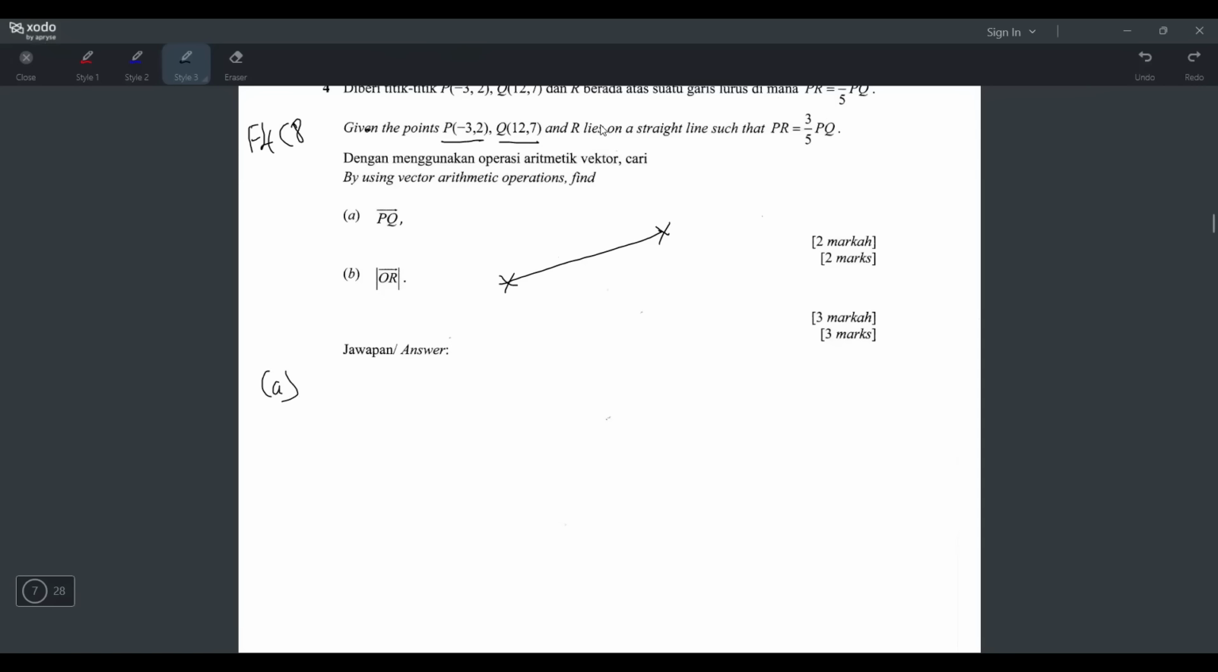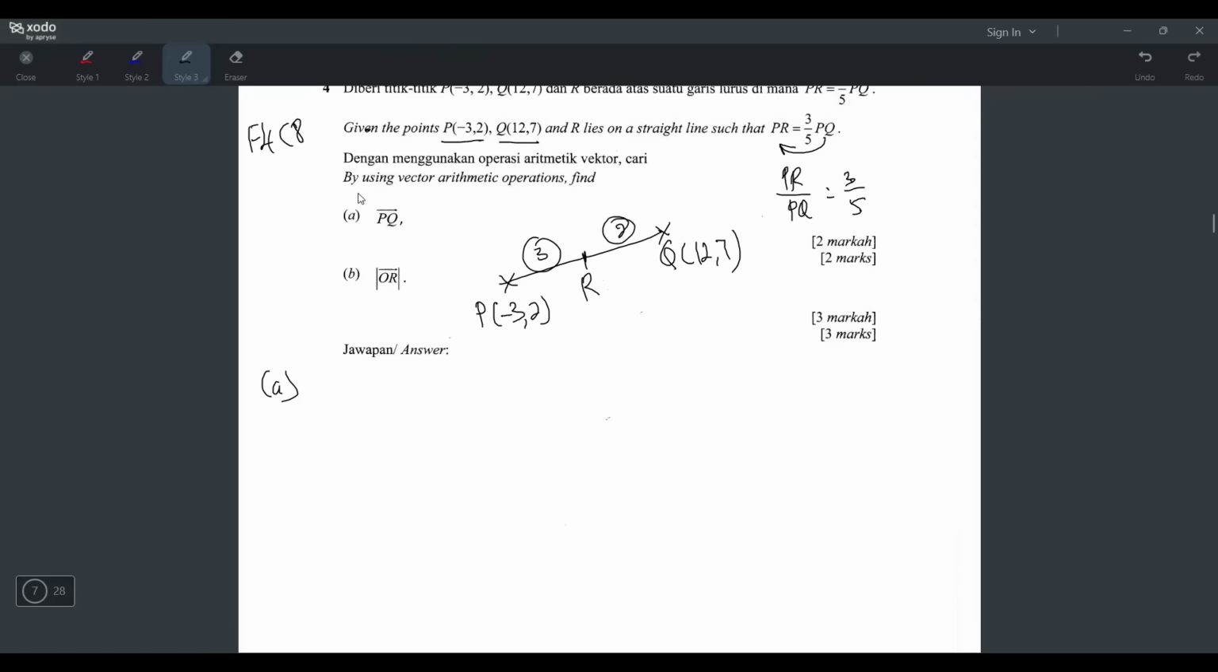Alright, so we have P, Q, R, but we know that R is in between, right? P and Q must be at the ends. So P is (negative 3, 2) and Q is (12, 7). And then R lies on the straight line, so just put it somewhere in between like that. Now we can write the ratio. What's the meaning? PR over PQ equals 3 over 5, right? That means PR ratio PQ is 3 ratio 5. So the PR ratio is 3, the PQ ratio is 5. But PQ is the whole line, so you minus 3 to get the other ratio here, which is 2.